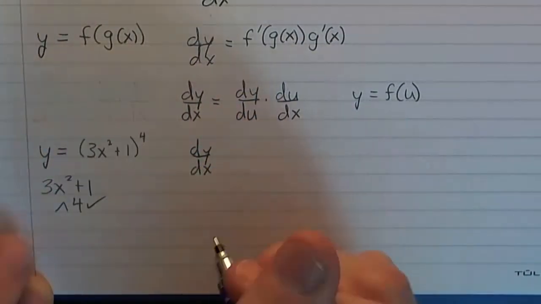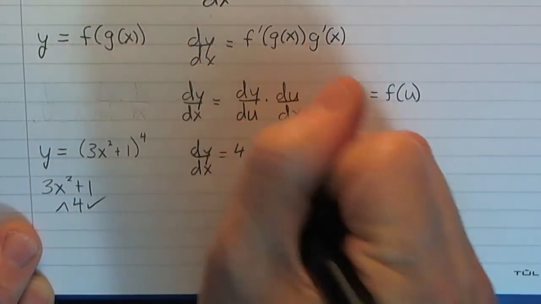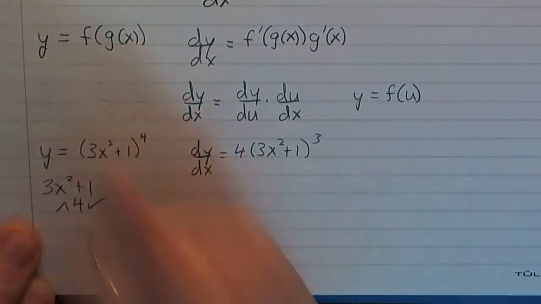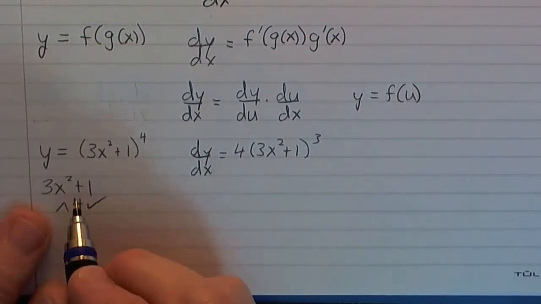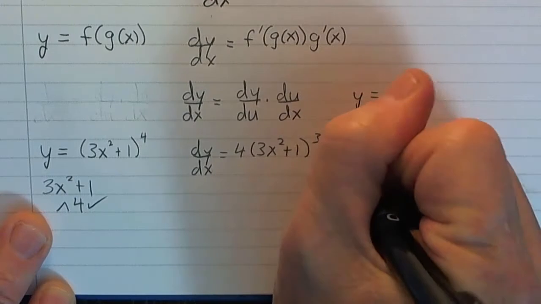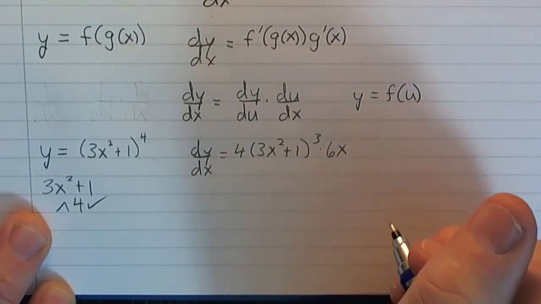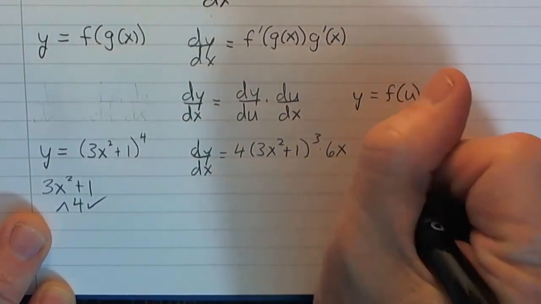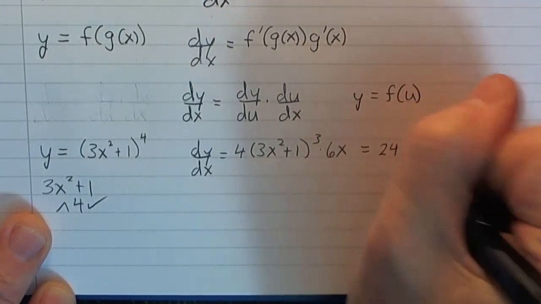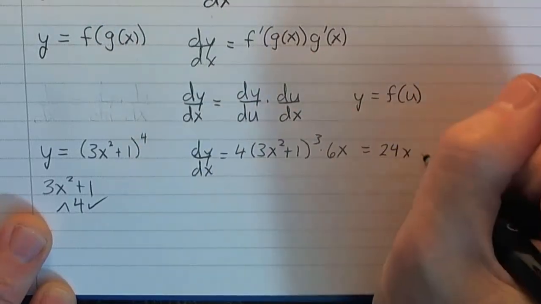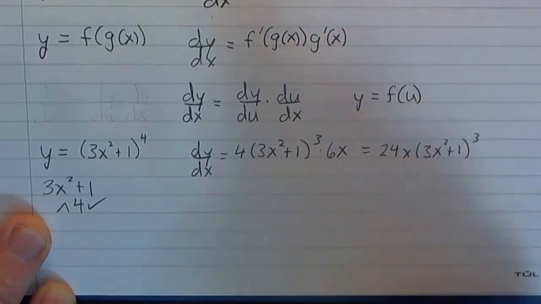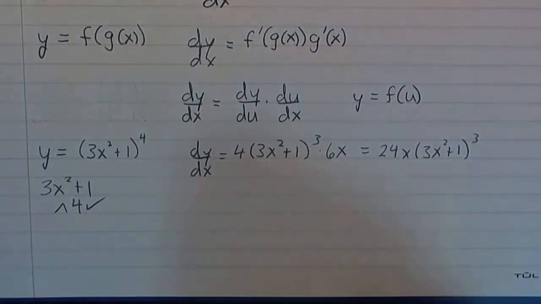So I'm going to take care of the fourth power. I've got 4 times 3x squared plus 1 to the third. Okay, I've got that taken care of. Then you multiply by the derivative of the inside, which is going to be 6x. And there you have it. You could simplify it a little bit, and you get 24x times 3x squared plus 1 to the third. That's the way you do it.